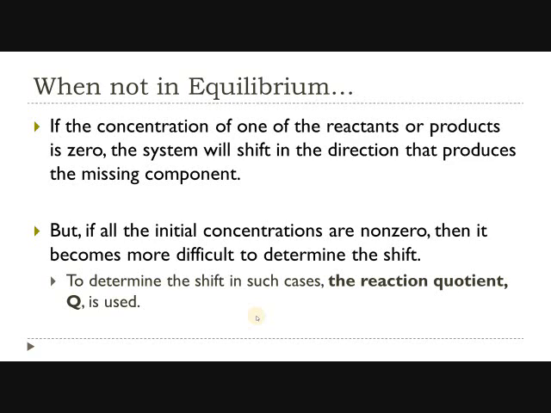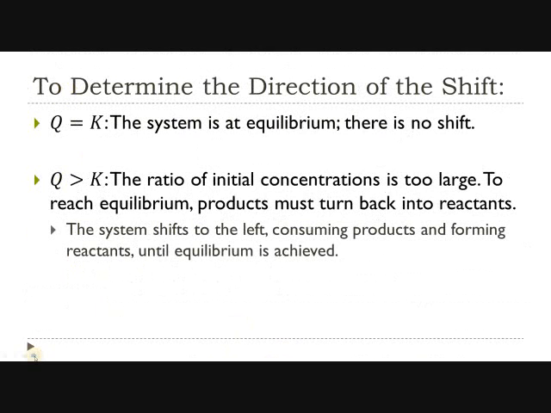So in order to determine the shift with these cases, we use the Q, which is called the reaction quotient. So to determine the type of shift, you have to compare Q to K. Remember, K is the equilibrium constant. So if Q is equal to K, then the system is at equilibrium and there's no shift. So that's just nice and easy. But if Q is greater than K, then that tells us that the initial ratio is too large, meaning that some products have to turn back into reactants. And so to do that, the system will shift to the left.